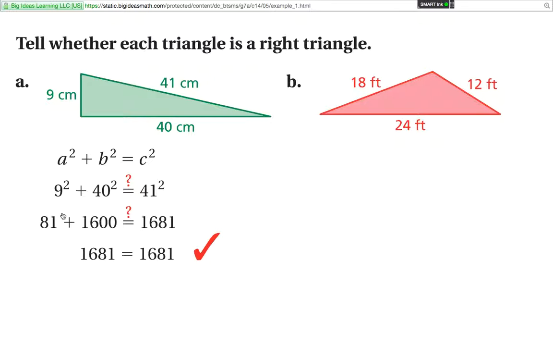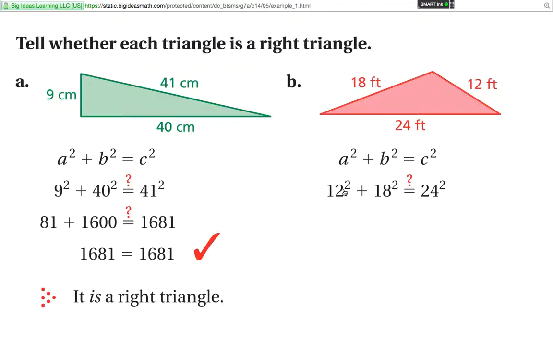Same with the other one. The longest side is 24, so that has to be your hypotenuse. Don't look at the picture just because it looks like it's more than 90 degrees. Don't pay attention to that. Most things are not drawn to scale. They're going to try to play with you a little bit. Plug into your formula: a squared plus b squared equals c squared, and plug in your numbers. When you go through it mathematically, 144 plus 324 is 468, which is not equal to 576. They're not going to be equal to each other. Therefore, all we say is it's not a right triangle.